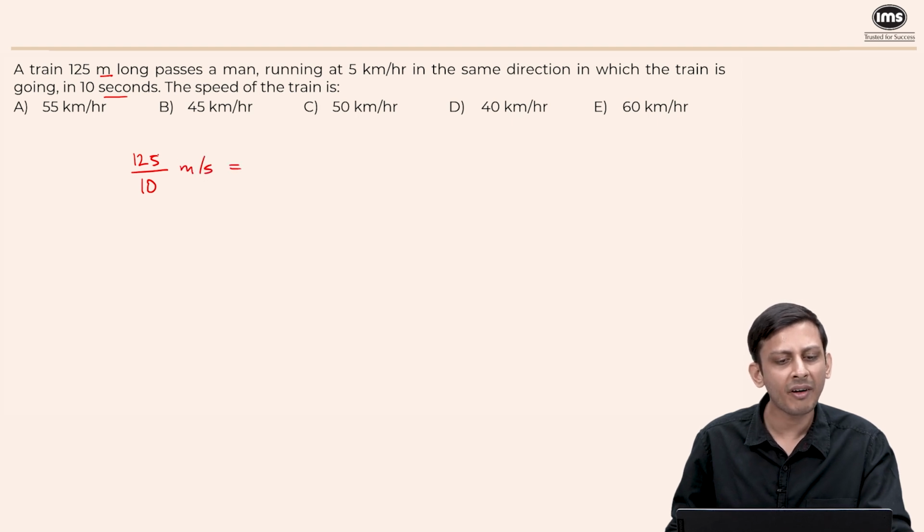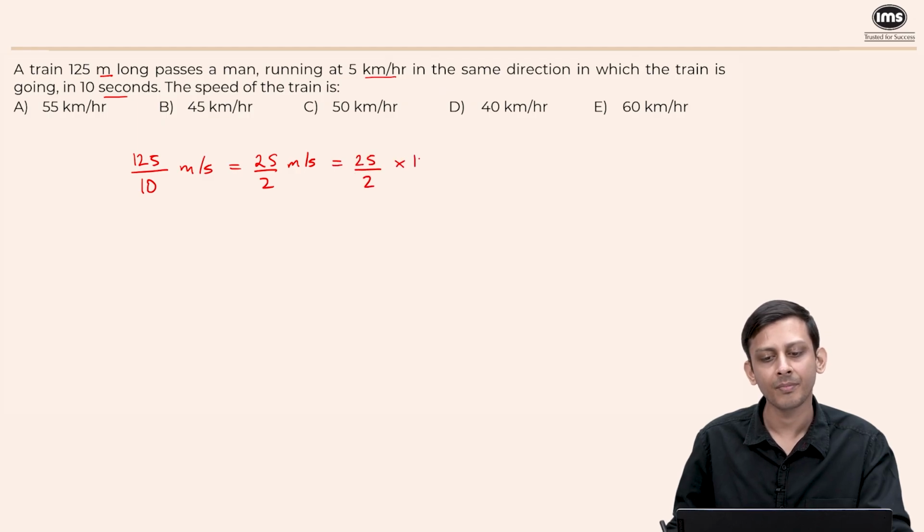Okay, so if we simplify this, this will become 25 by 2 meters per second. But we can see that the other speed given in the question is in kilometers per hour, and the options are also in kilometers per hour. So let us convert this to kilometers per hour by multiplying with 18 by 5. When we do this calculation, we will get 45 kilometers per hour. And of course, this is the relative speed.